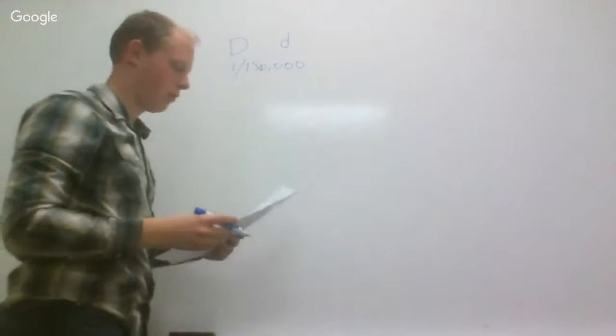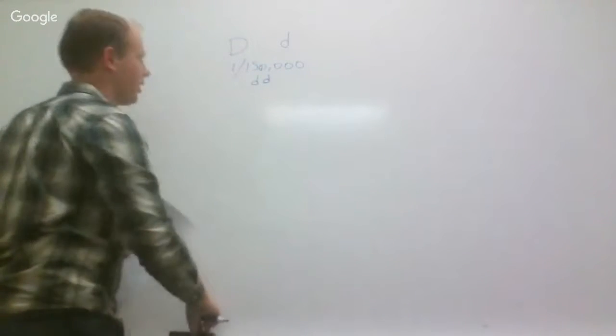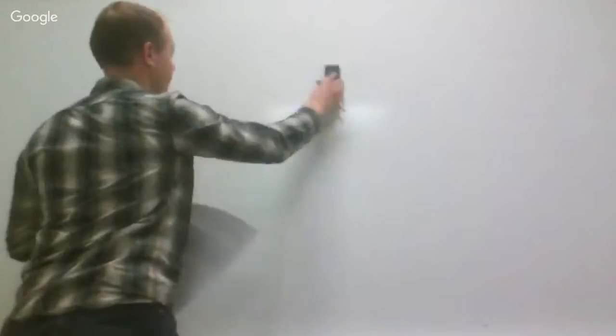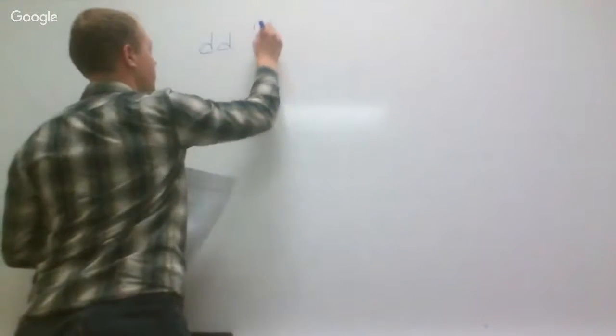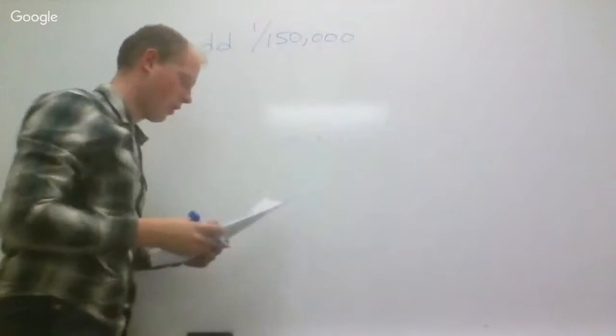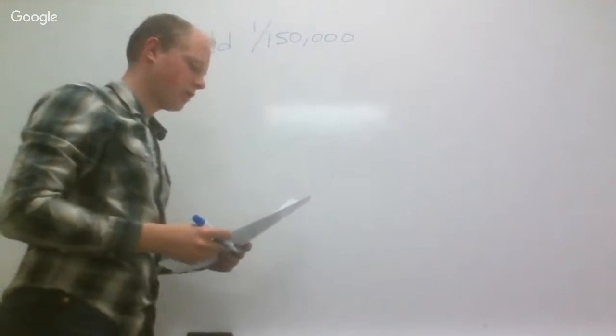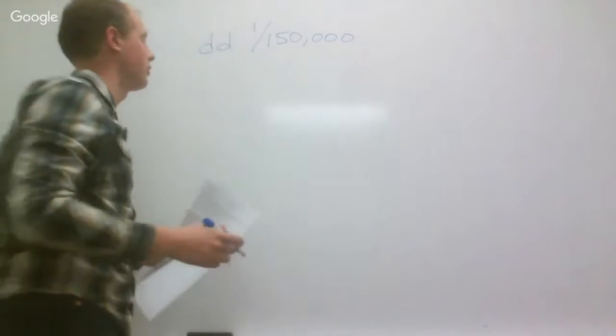have the Niemann-Pick disease, which means they have the little d, little d. I'm going to draw this a little bigger here. So our little d is 1 out of 150,000. The first question asks, what is the frequency of the little d allele in this population?